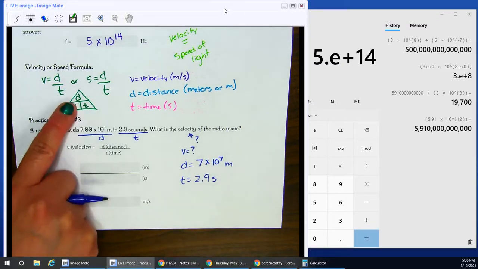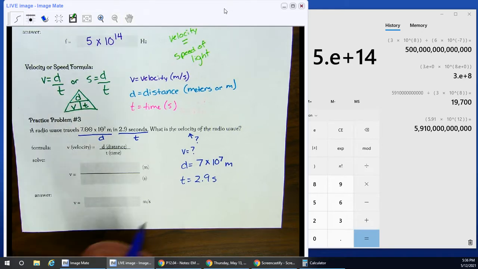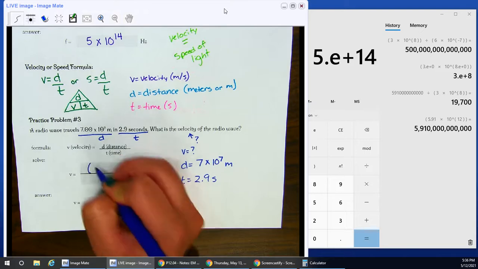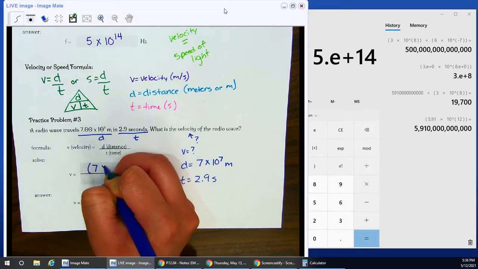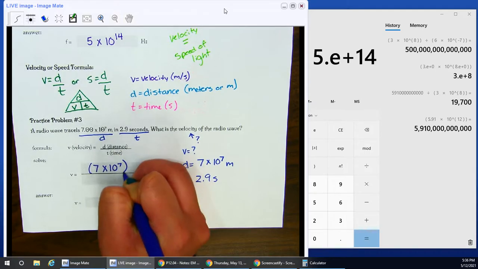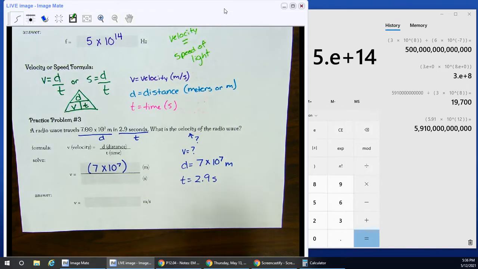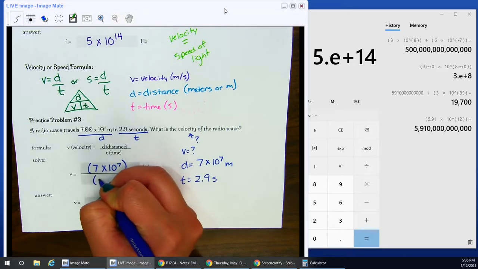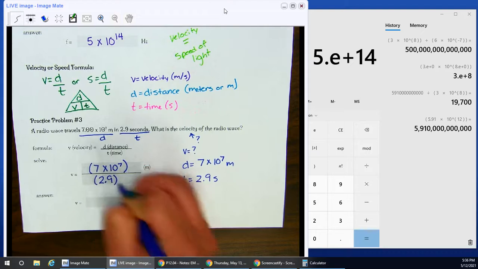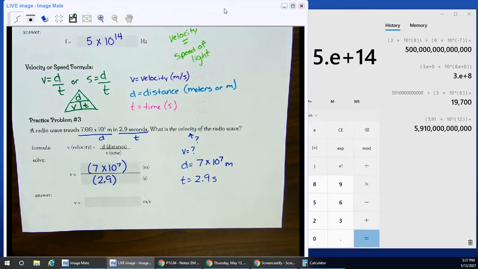If you're using your triangle, it's just distance over time, which is the actual formula. So for my distance, I'm going to use my parentheses again. 7 times 10 to the 7th power, close parentheses. Then I'm going to divide that by parentheses again, 2.9. You don't need to put a parentheses around the 2.9, but I want you to get in the habit of doing so, just in case you forget to do it when you need to on an exponent.